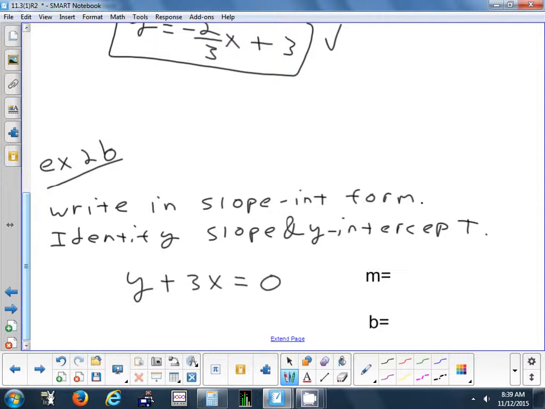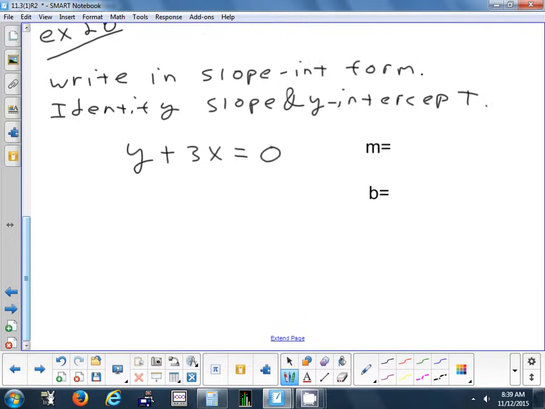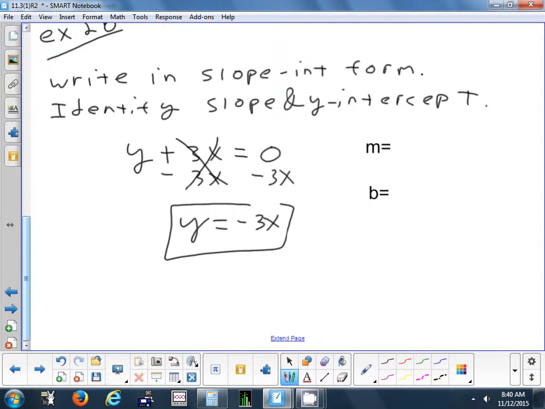All right, so this one's not as bad, okay, because we don't have a number with y. Okay, that's going to make it one less step. What's the only thing I need to do here to get y by itself? Kevin? Yeah, we're just going to subtract 3x. Subtract 3x. Kevin, what does that give me on the left? Y. Y? And what's 0 minus 3x? Just leave it, -3x. Okay, just leave a negative 3x. That's it. So there's your equation in slope-intercept form.